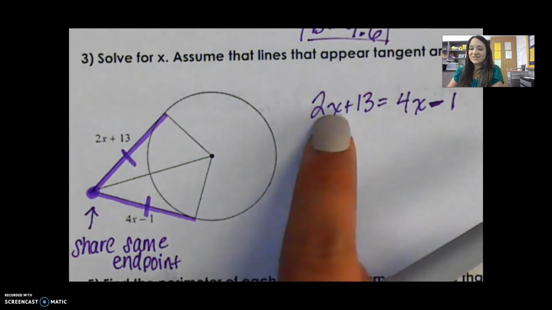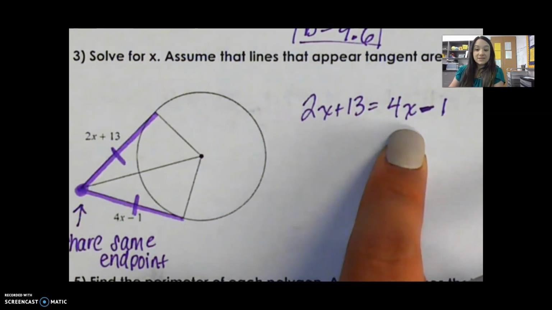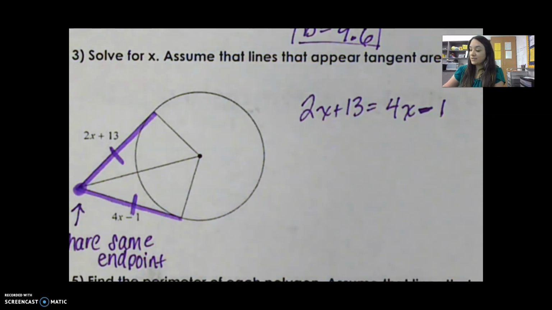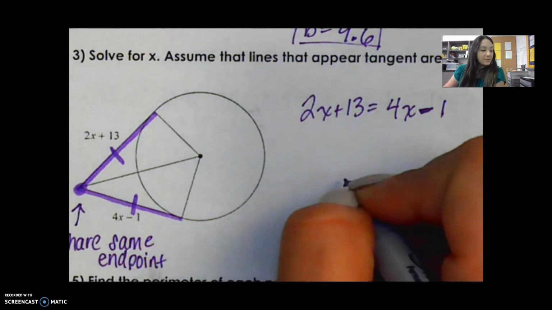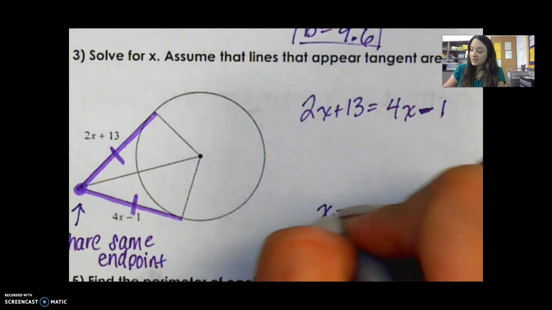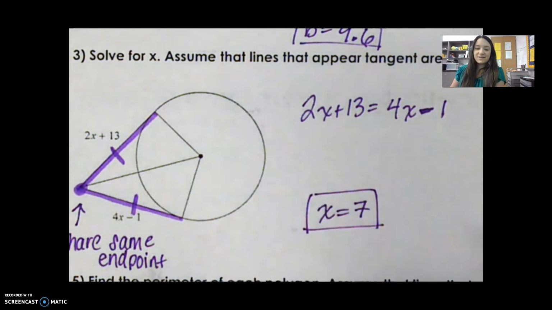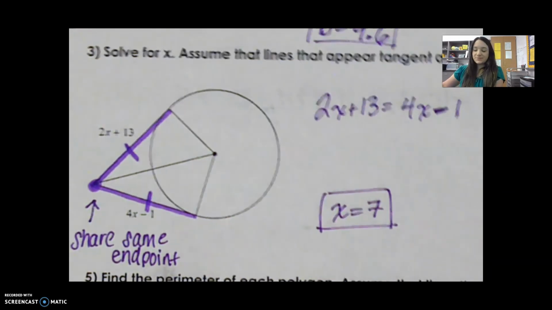Let's solve for x. So here's your equation. You can type this into Wolfram Alpha if you want to, or you can solve it the long way, but I'm not going to spend too much time on it. I get x is equal to 7. That's also posted on the notes.